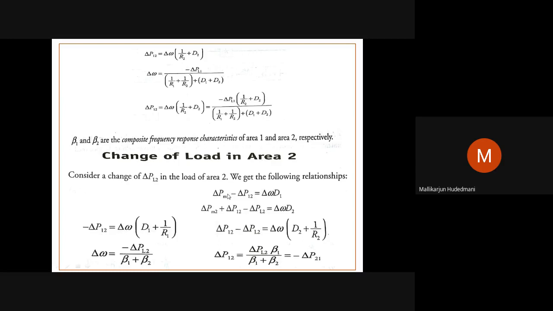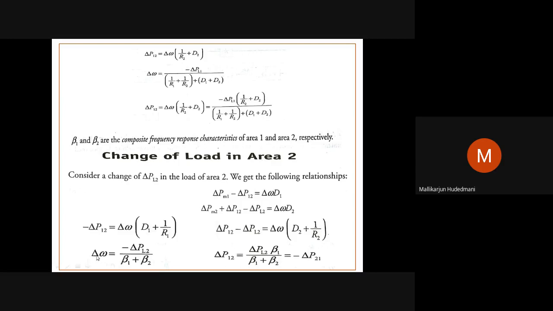Similarly, I can write delta P12 from this second equation. Delta P12 minus delta PL2, which is delta PM2, on replacement by minus delta omega by R2, I can transfer to the RHS side. I can rewrite it as delta omega outside, D2 plus 1 by R2. Therefore, I have revised minus delta P12 and delta P12 minus delta PL2. By using these two, what can I write? I can rewrite these equations such that delta omega can be taken out.